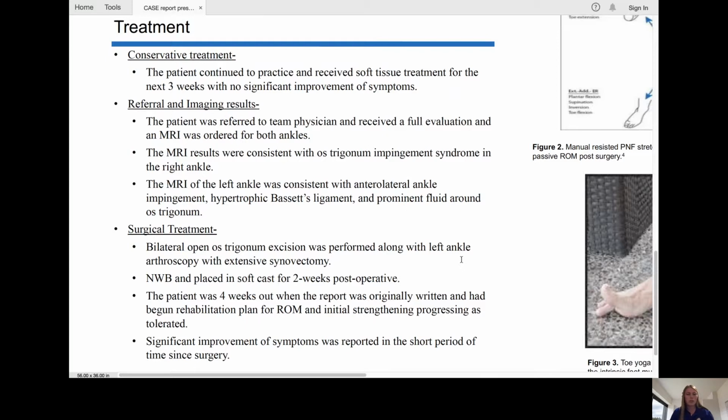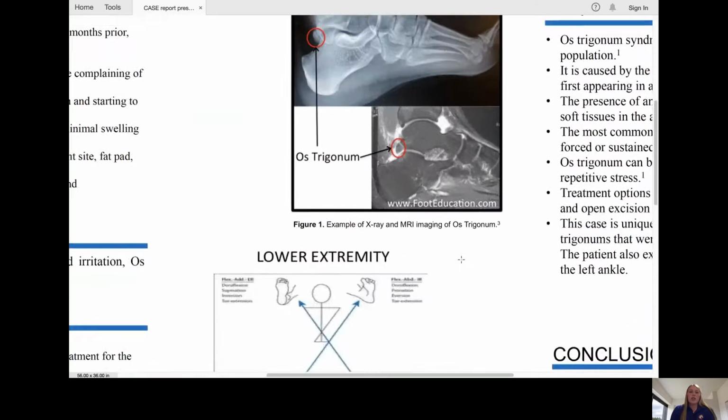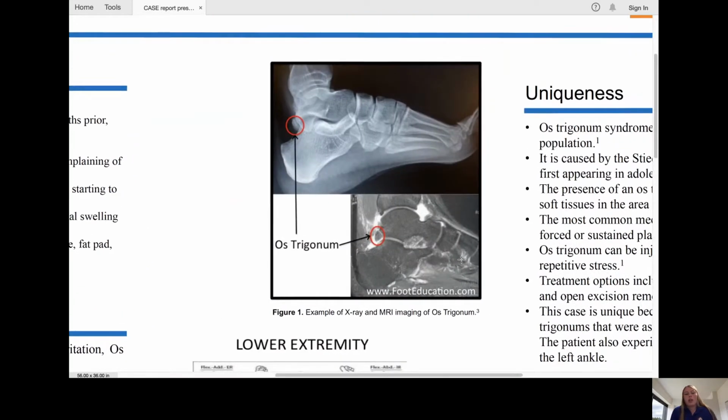for the left ankle. This presentation was written about 4 weeks after the surgery was performed, and the patient had already experienced a significant improvement of her symptoms and was already completely without pain during the time of writing this presentation. This is a picture of just a general X-ray and MRI finding of an osteogonum.